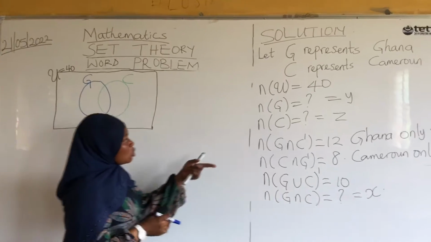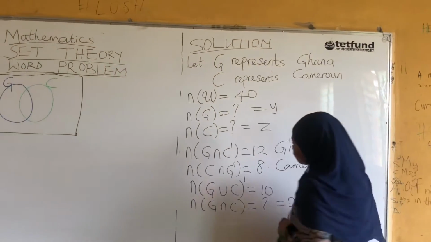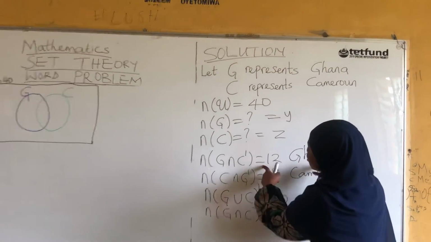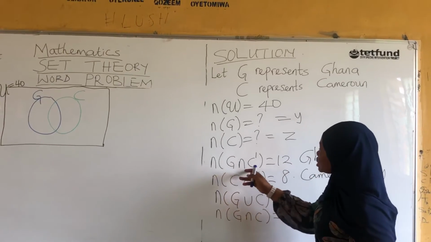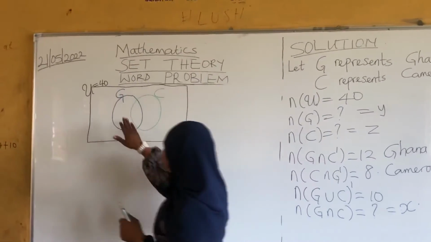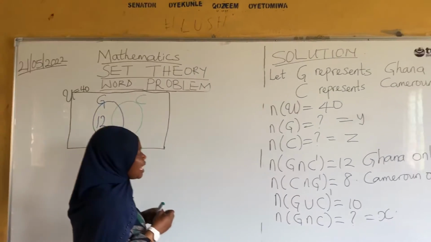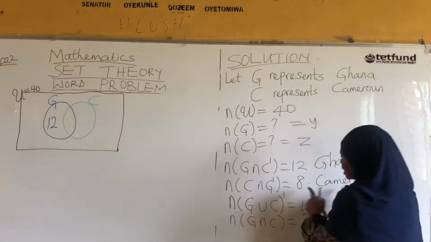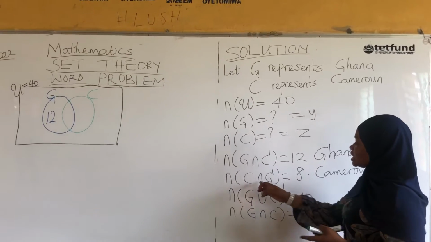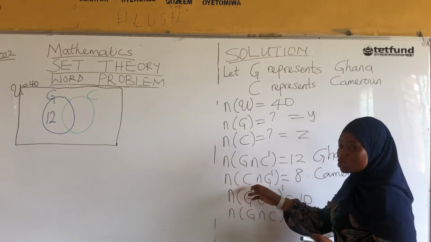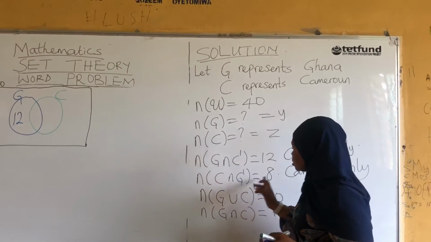So from what we represented here before, we can see that this is Ghana only, that is Ghana but not Cameroon, and it is this place. So that is 12. And Cameroon only, Cameroon but not Ghana, that is Cameroon that doesn't have anything to do with Ghana at all. That is 8.